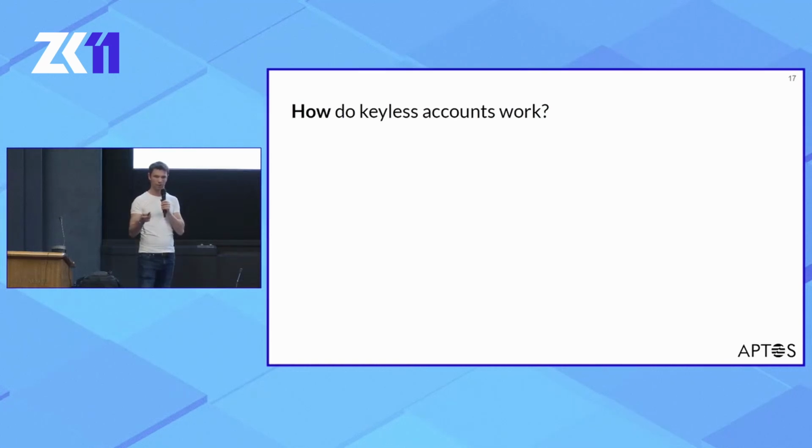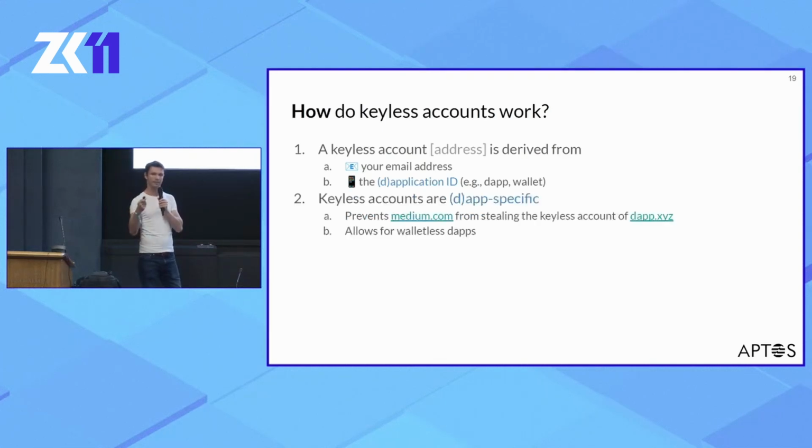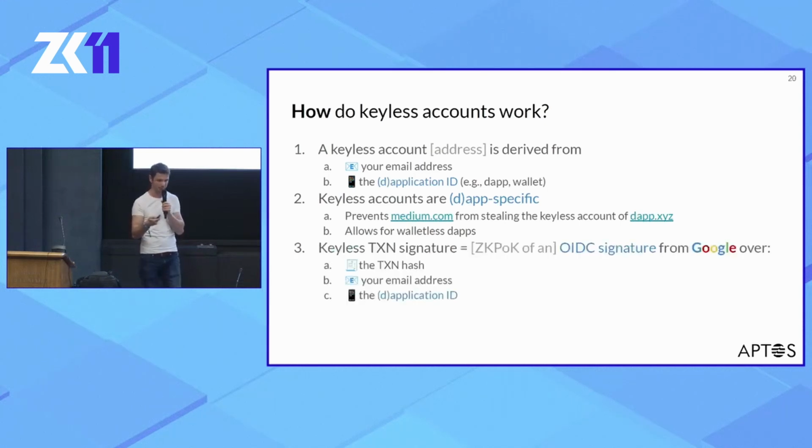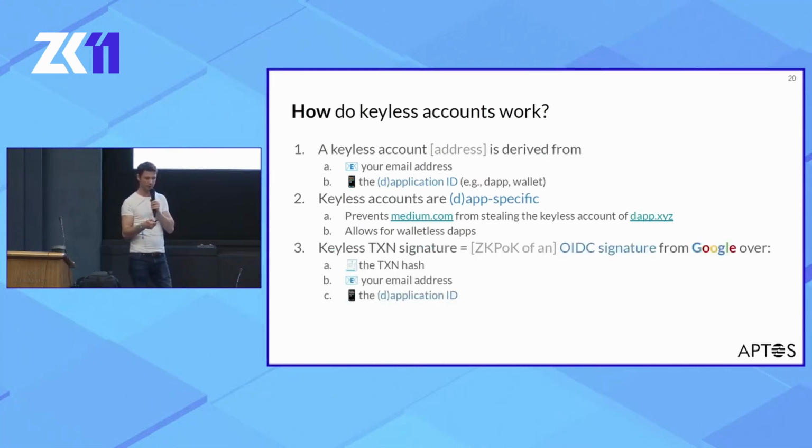So how do keyless accounts work at a really high level? There are 4 things I want to say here. First, a keyless account's address is derived from 2 things: your email address and the application ID of the wallet or the DApp you're using. That means these accounts are app-specific. They're associated with a DApp, like DApp.xyz, or they're associated with a wallet, like MetaMask. And this is what prevents a malicious website like medium.com from stealing your keyless account associated with DApp.xyz, the fact that you have the DApp-specific binding. And this is also what allows for walletless DApps, the fact that we have this binding.